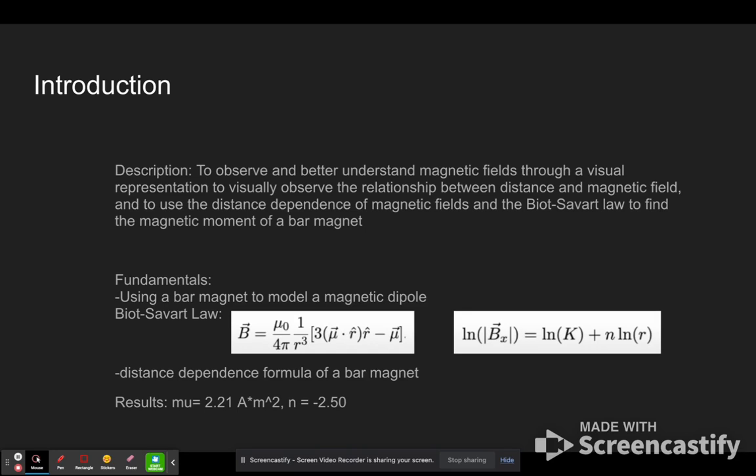Here are some fundamentals. We'll be using a bar magnet to model a magnetic dipole. We are using the Biot-Savart law as displayed by the equations on the screen. Another key concept is the distance dependence formula of a bar magnet. The results we got from this experiment are mu equals 2.21 amperes times meters squared, and n equals negative 2.5, which is the slope.